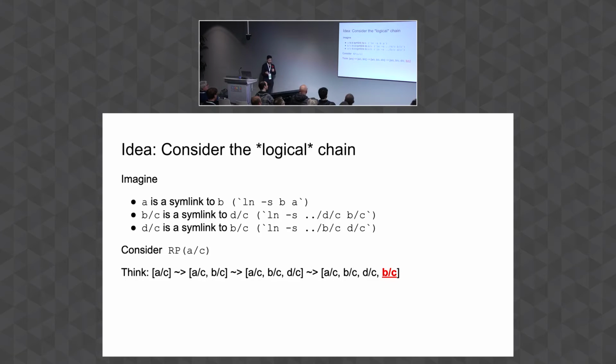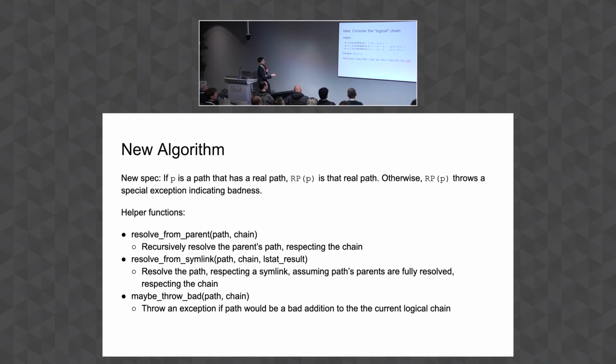Skipping a lot of details here, the trick is to think of the logical chain of operations when resolving symlinks. In this example, we have some chain ending in b/c. And b/c was already in our logical chain of operations, and so that's bad. So this is the algorithm that Bazel uses. I'm not going to have time to go through this, but the key thing I want to focus on is the detecting badness part.